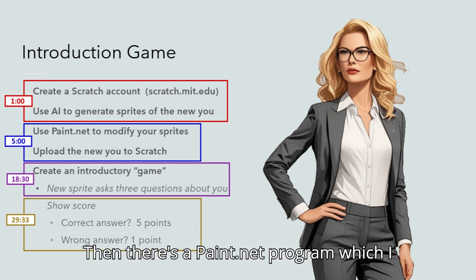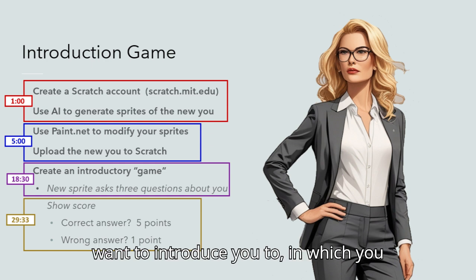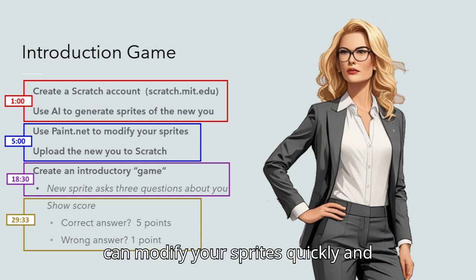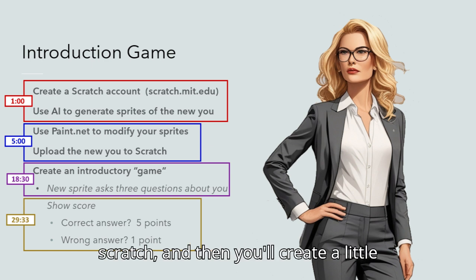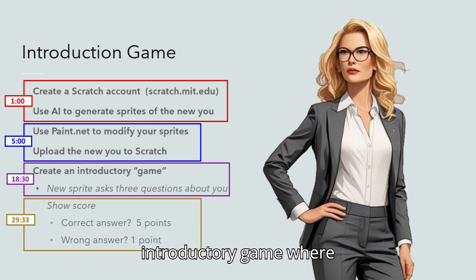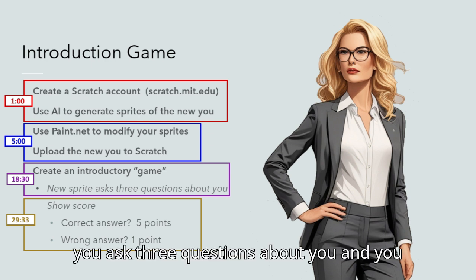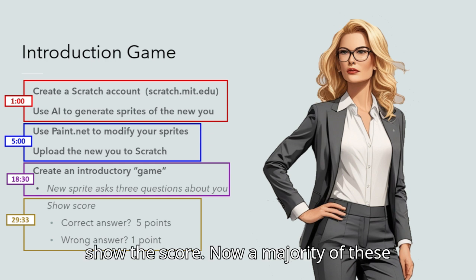Then there's a Paint.net program which I want to introduce you to, in which you can modify your sprites quickly and easily. You'll upload the new sprite that you have created and modified using Paint to Scratch, and then you'll create a little introductory game where you ask 3 questions about you and they show the score.